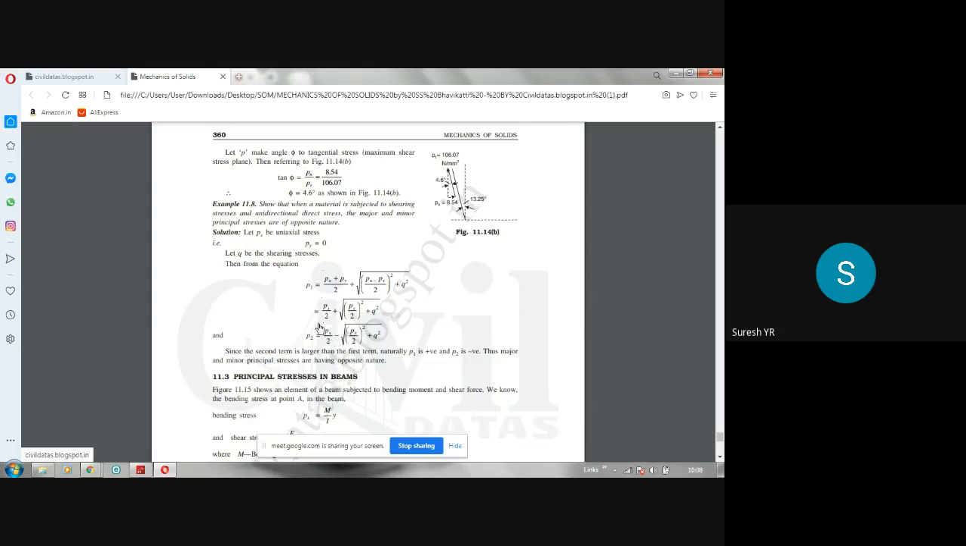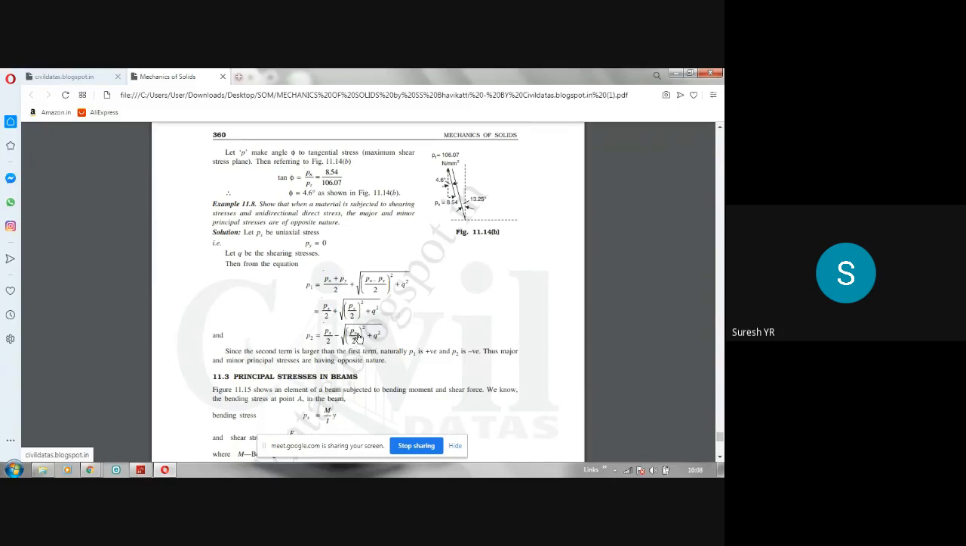Okay. Now what he says is that the major and minor principal stresses are of opposite nature. So these two are of opposite nature. How do you say that they are of opposite nature? Opposite nature means if one is tensile, another one will be compressive. That is the meaning. Okay. If one is positive, another will be negative.